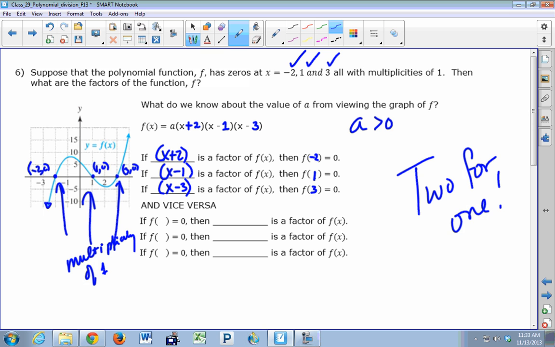We can say, I know that -2 is a 0 of the function. If you know it's a 0 of the function, you know that it appears as the x-intercept, and therefore x plus 2. If you replace that x with a -2, you would get a 0, and therefore your whole function would be 0 because you're multiplying by 0, and it's a factor of the polynomial. F of 1, F of 3, and vice versa.